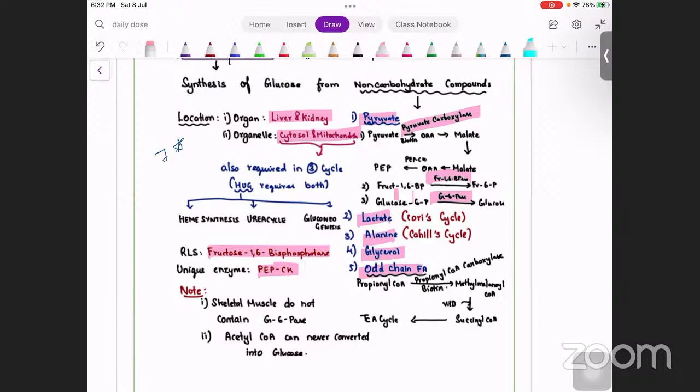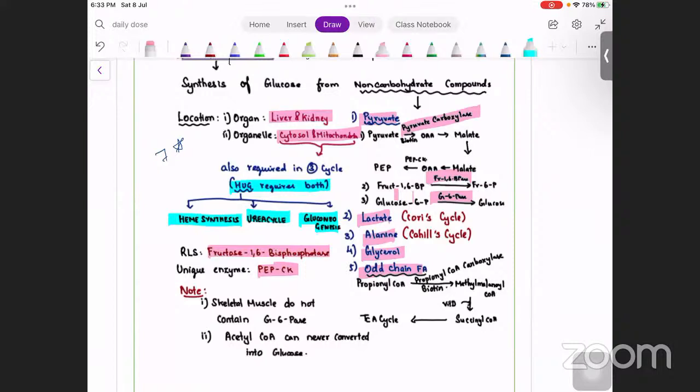So First Aid for USMLE has a very fantastic mnemonic for that. HUG requires both was the mnemonic. H stands for heme synthesis, U stands for urea cycle, G stands for gluconeogenesis, which is so called HUG. HUG requires both cytosol and mitochondria.